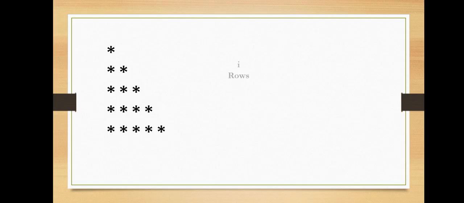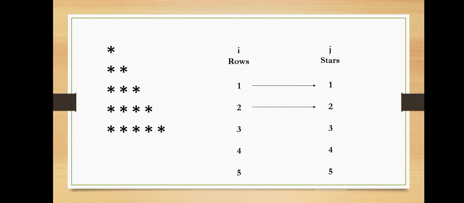First of all, let us see how many rows and how many stars there are. There are 1, 2, 3, 4, 5, so 5 rows. And how many stars are there for each row? In the first row, there is 1 star. In the second row, there are 2 stars. In the third row, 3, and in the fourth row, 4 stars. And finally, in the fifth row, there are 5 stars. For the number of rows, there is an equal number of stars.